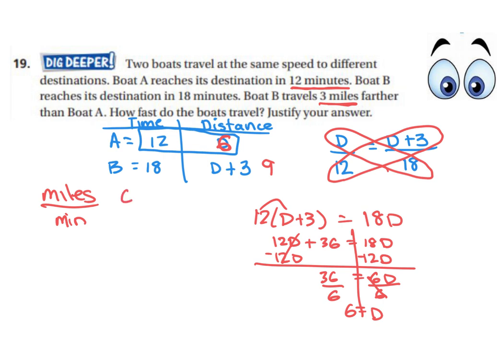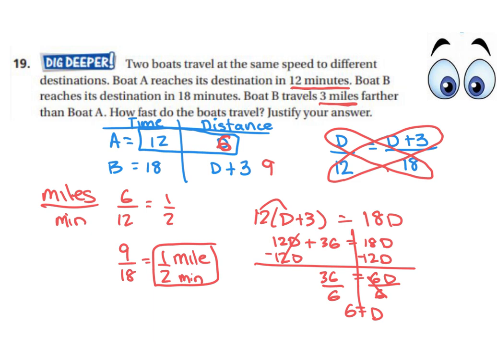So here we'd have 6 miles per 12 minutes, and that would reduce to a half. And we also have 9 miles per 18 minutes, which would reduce to a half. So we'd say 1 mile per 2 minutes. Or we could say 1/2 mile per minute.